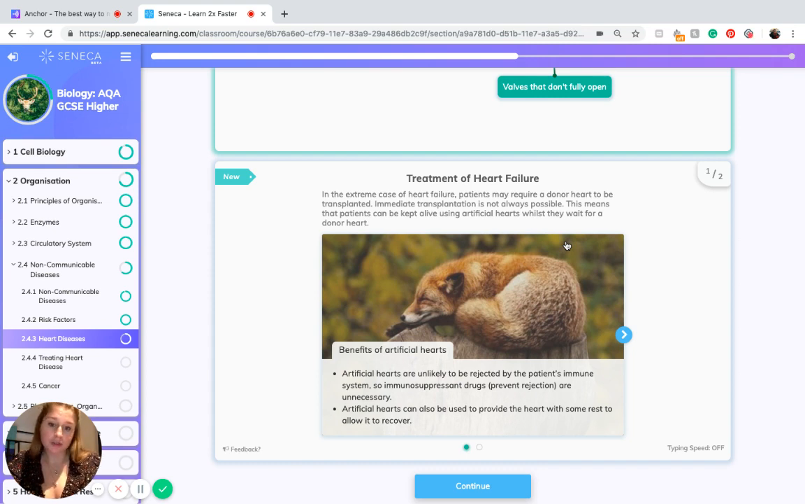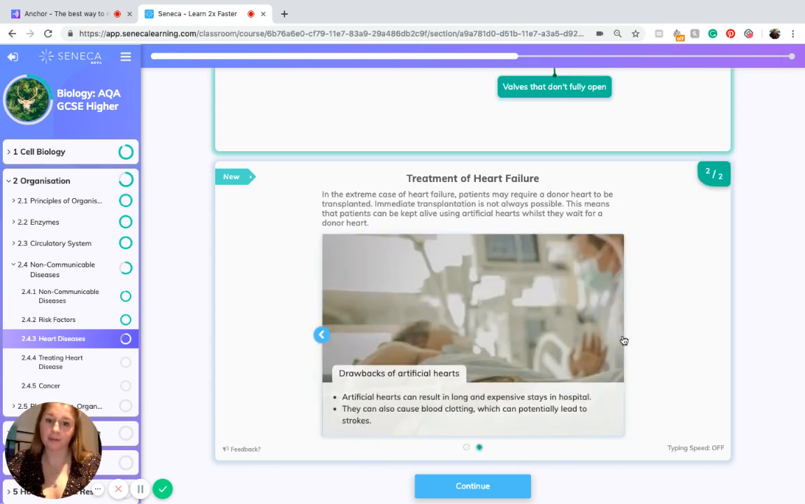The benefits of an artificial heart are that they're unlikely to be rejected by the patient's immune system, so immunosuppressant drugs are unnecessary. Artificial hearts can also be used to provide the heart with some rest to allow it to recover. But the drawbacks are that they can result in long and expensive stays in hospital, and they can also cause blood clotting, which can potentially lead to strokes.